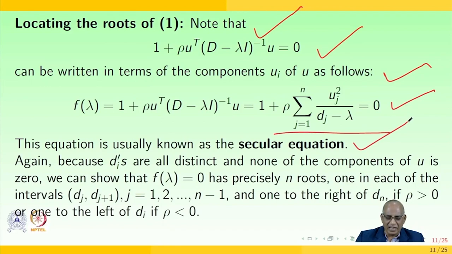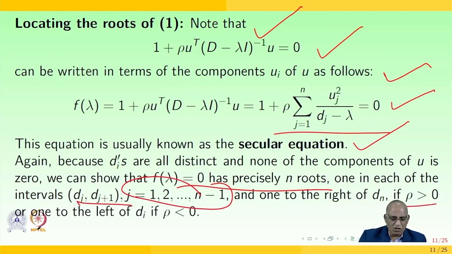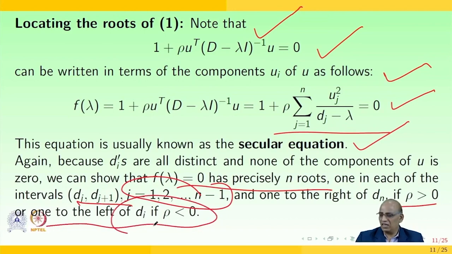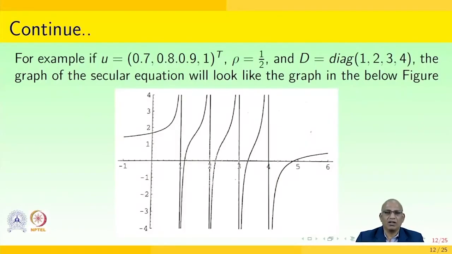Again, because the d_i are all distinct and none of the components of u is 0, we can show that f(lambda) equal to 0 has precisely n roots. One in each of the intervals (d_i, d_{i+1}) for i equal to 1 to n minus 1, and one to the right of d_n if rho is greater than 0, and one to the left of d_1 if rho is less than 0.